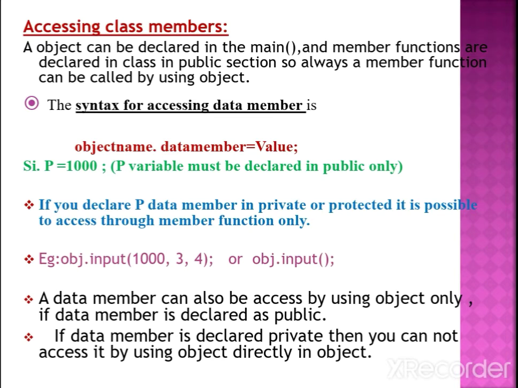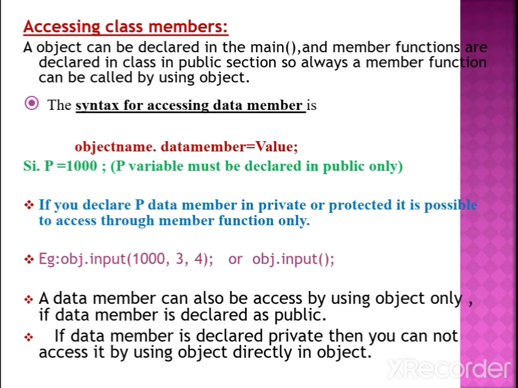For example, obj.input, that is member function input, obj object name, input function contains arguments 1000, 3, 4. So how many values are going to be passed? 3 values are going to be passed. Like this you can also mention obj.input member function, that is, no arguments are going to be passed to the member function.